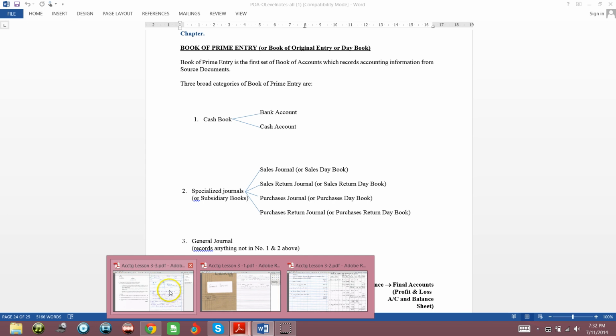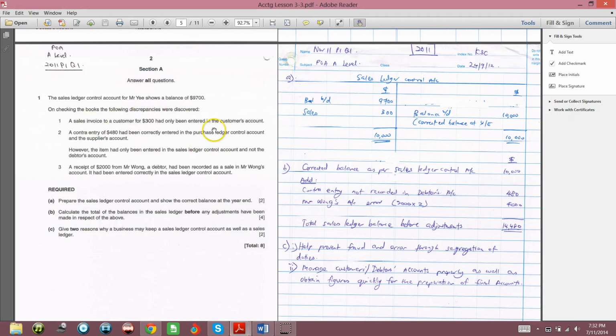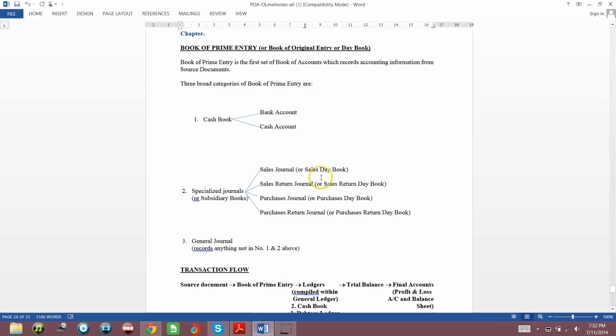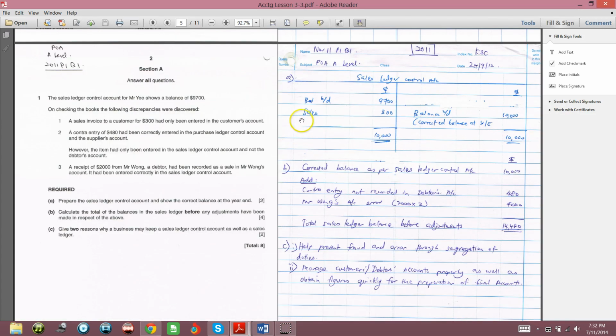If it had not been entered in the book of prime entry but had only been entered in the individual customer account, then the person doing the control account will flip to the last page of the sales day book or sales journal to find out the total credit sales. So the person doing the control account would have missed out this entry. So now I have to correct the control account. Add 300 here.